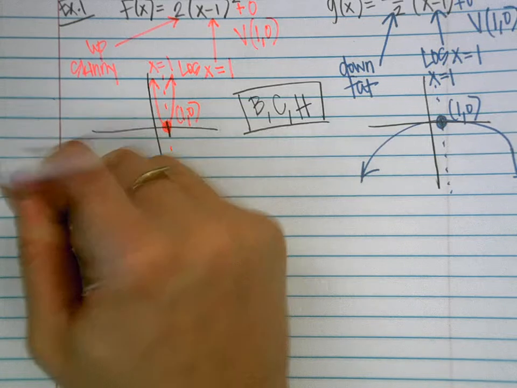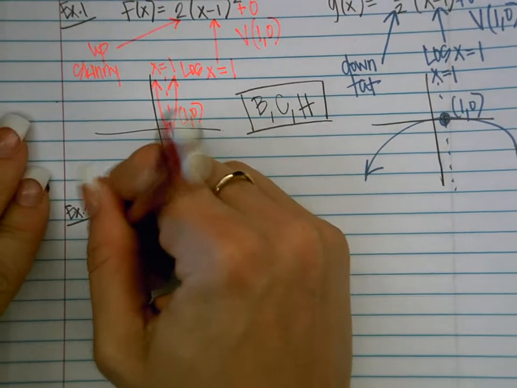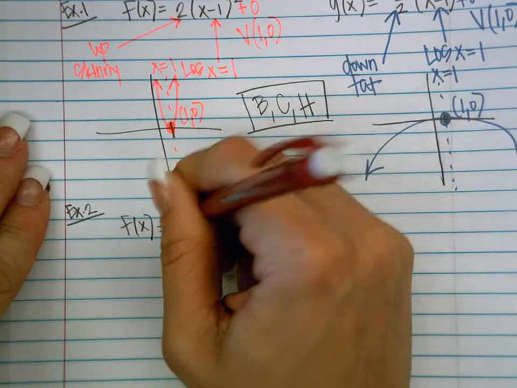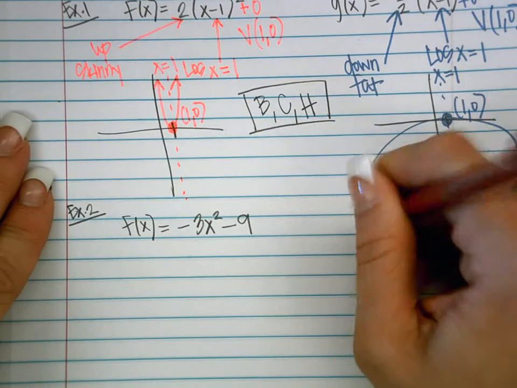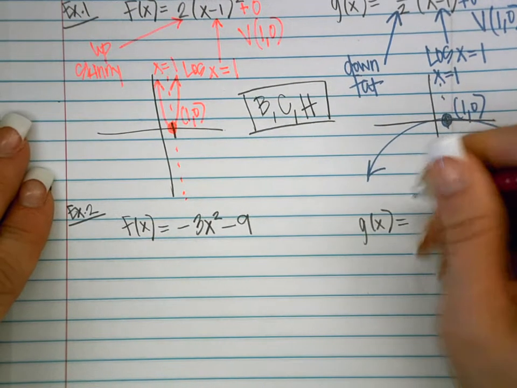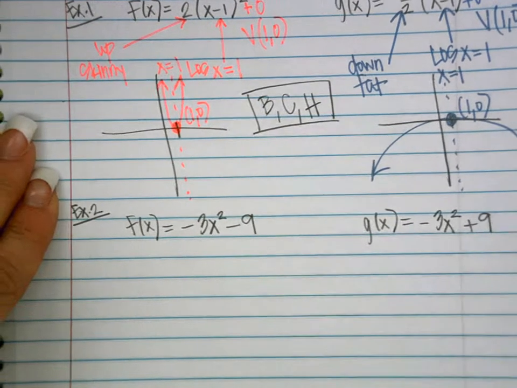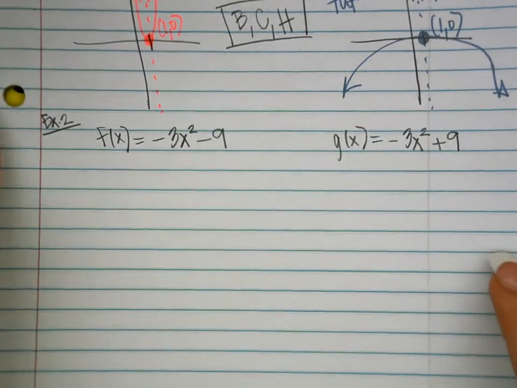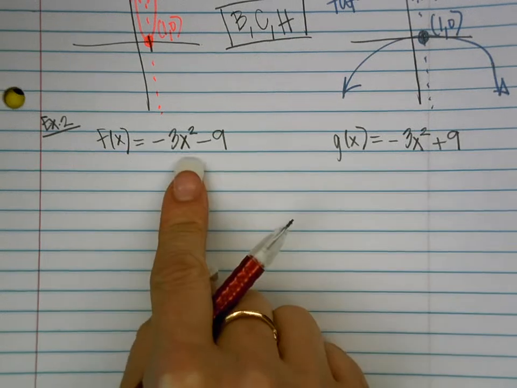Let's do one more and we'll be done. For example number 2, sorry, I lost my place here. Let's look at f of x equals negative 3x squared minus 9, and g of x equals negative 3x squared plus 9. Compare these two parabolas. First thing we want to do is find the line of symmetry and the vertex. So how would you find the line of symmetry here?